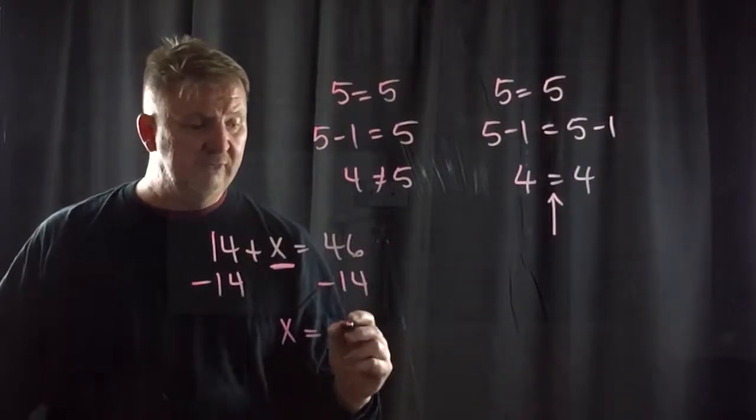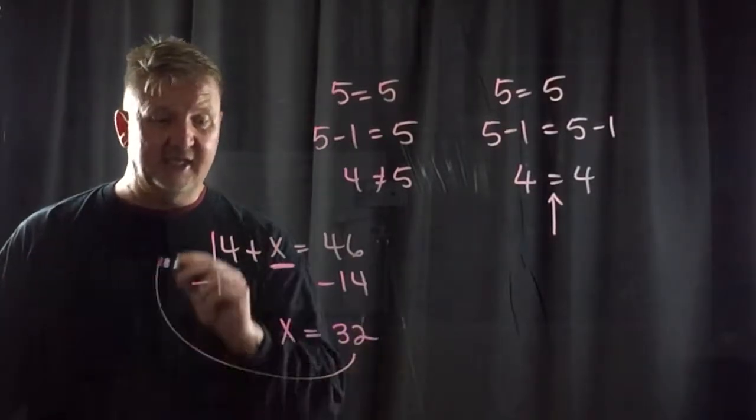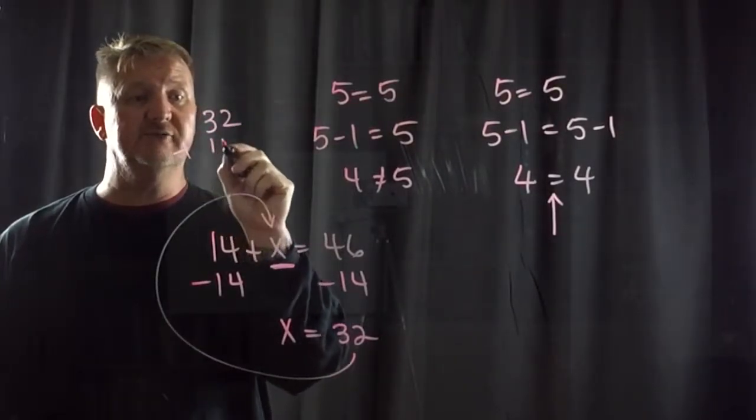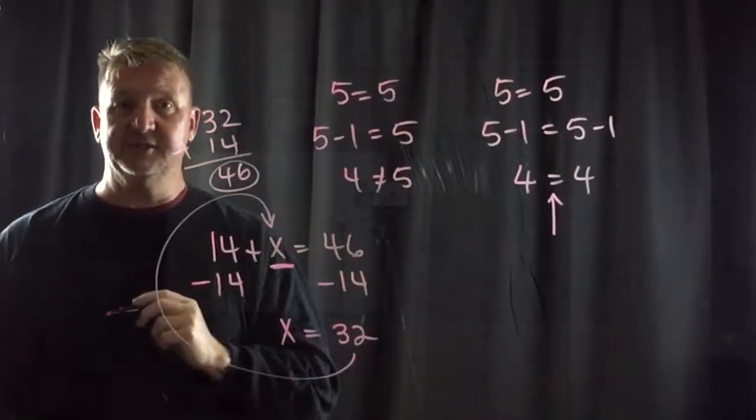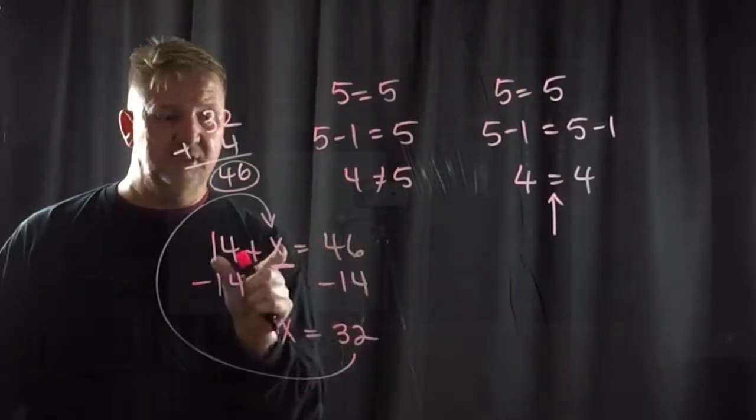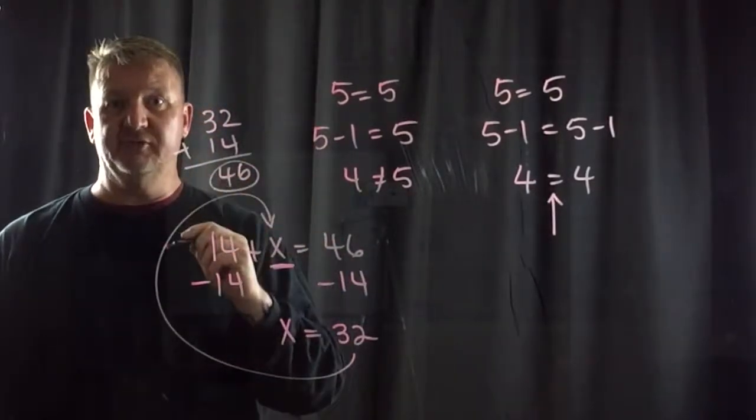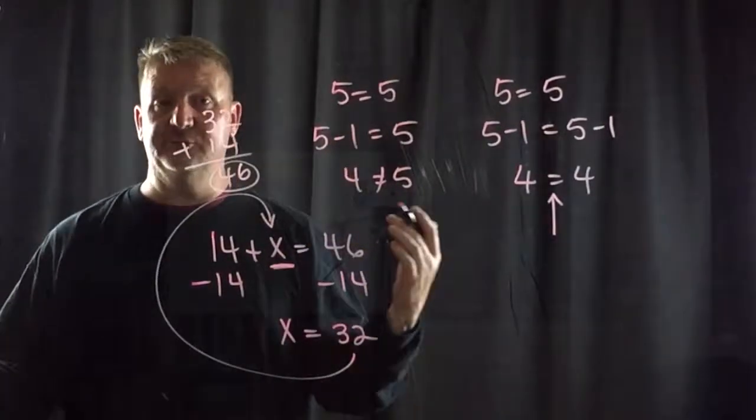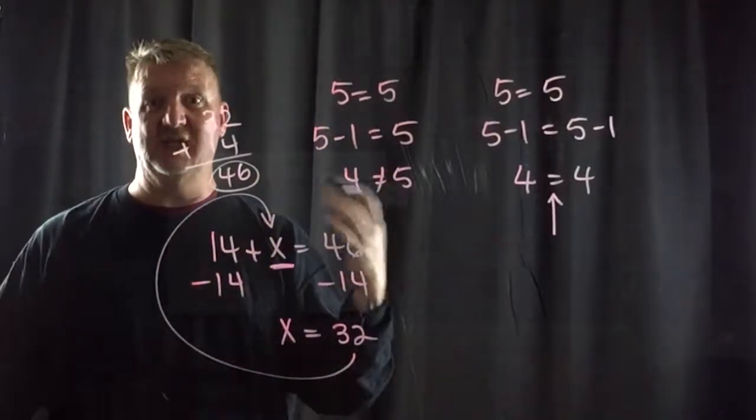So if I subtract 14 from 46, I get 32. If I go back and check it, and I plug 32 in for x, and I say 32 plus 14, 4 plus 2 is 6, 3 plus 1 is 4, I get 46, okay? 14 plus 32 is equal to 46, because 14 plus 32 is 46. 46 equals 46. That's how you solve an addition equation, all right, by using subtraction. We learned earlier that subtraction is the opposite operation of addition, and that's what we're trying to do, is we're trying to use the opposite operation.